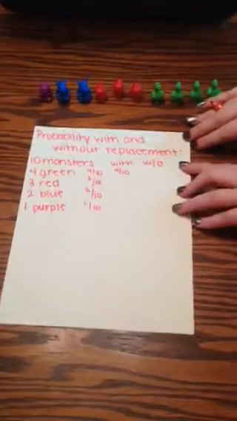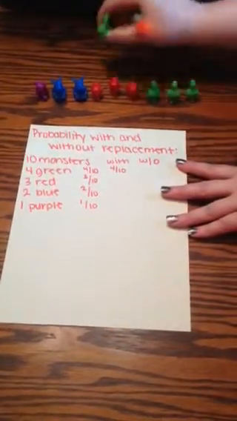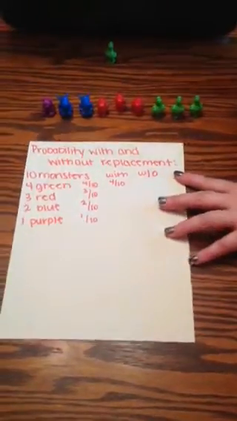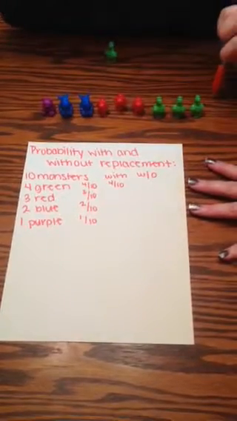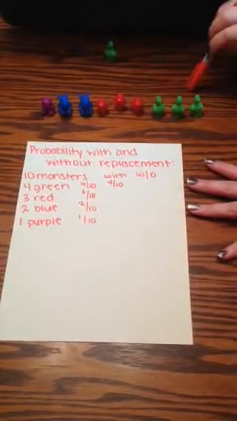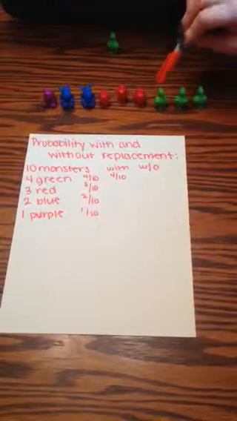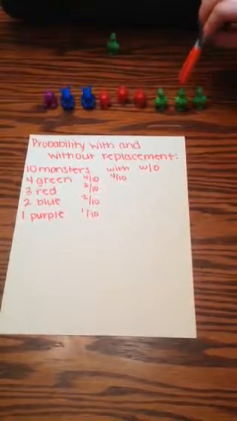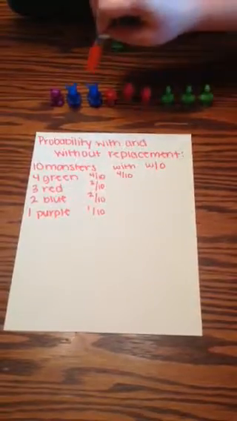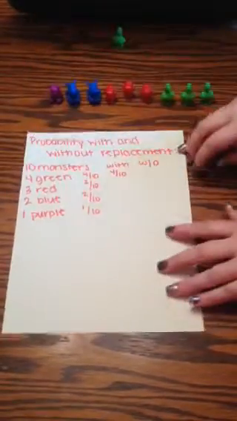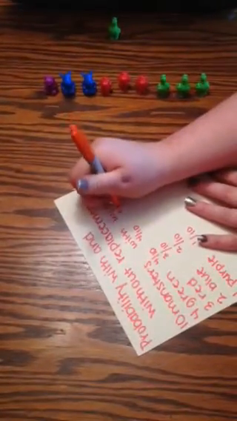Without replacement, which would be right here, would mean that if we took one of the little green ones out and set them to the side and then decided we wanted to draw another one, the probability would change, because then we would only have the chance of drawing 3 out of 9, making our new probability 3 out of 9, or if we simplify it, 1/3.